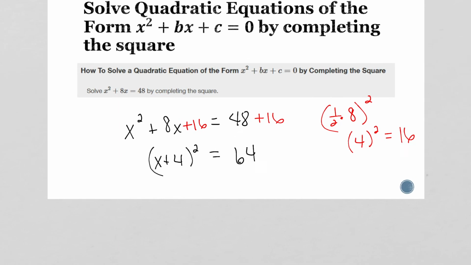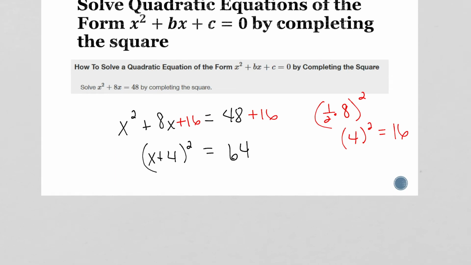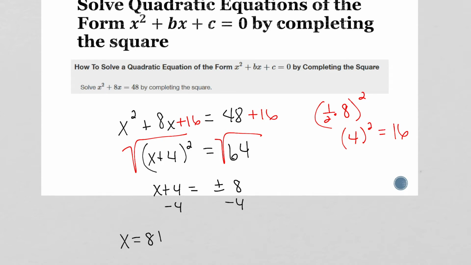So now I want to do what we did in the last lesson. I'm going to take the square root of both sides. So I'm left with x plus 4 over here and plus or minus 8. Now I'm going to subtract 4. So x is equal to 8 minus 4, and x is also equal to negative 8 minus 4. So I end up with 4 and negative 12.